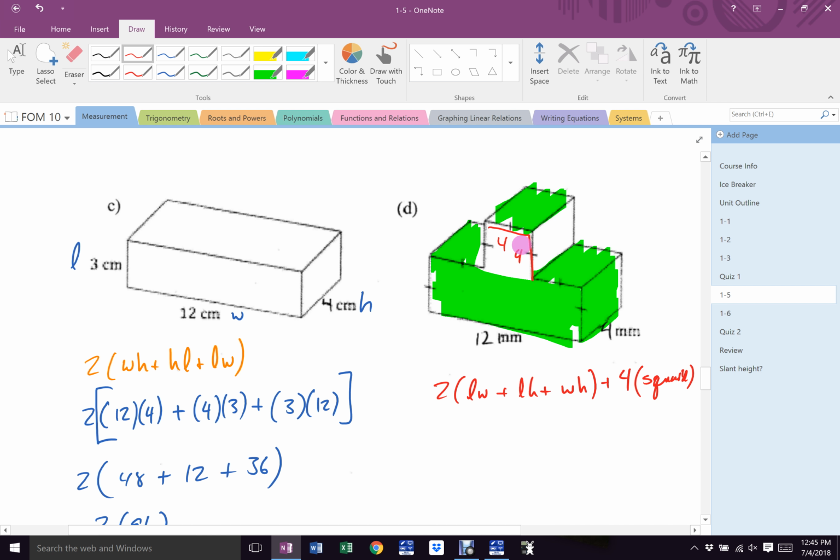Now, is there a formula for this shape? Which, by the way, is my favorite Tetris piece, if anyone cares. Nobody plays Tetris anymore. But if you do, the T shape is far and away the best shape in the game.